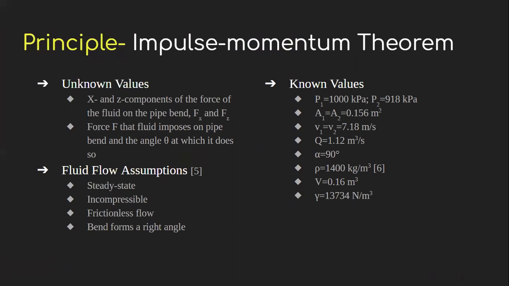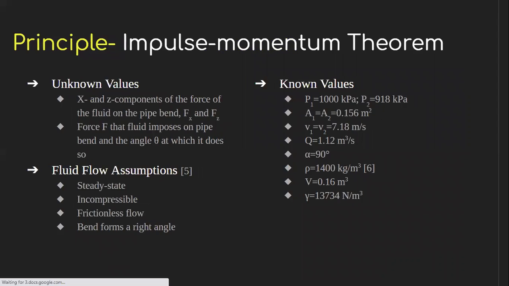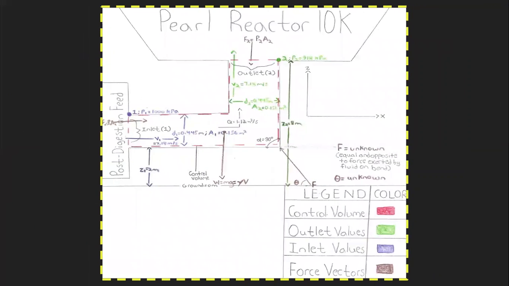Next, we needed to solve for the X and Z components of the force the fluid imposes on the bend, and ultimately the force itself and the angle at which the force is imposed on the bend. So to do so, we applied our third principle, the impulse momentum theorem. We were able to use this theorem by making the assumptions that the flow was steady state and the fluid was incompressible. We also made the assumption that the friction along the control volume was negligible, and that the bend we were assessing forms a 90-degree angle.